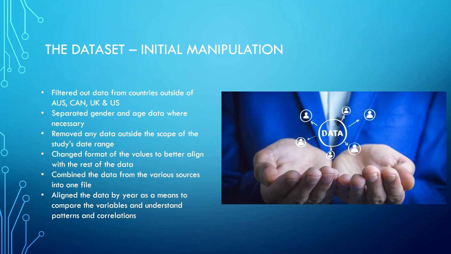And we changed the formats. So if it was just a strict value, like a total number, we changed it over to a percentage of the population, just so that it better aligns with the actual data that we were collecting as far as depression rates are concerned. Then finally, everything was captured and combined into one data file and aligned by year as a means to actually compare the variables and understand the patterns and correlations for the analysis.